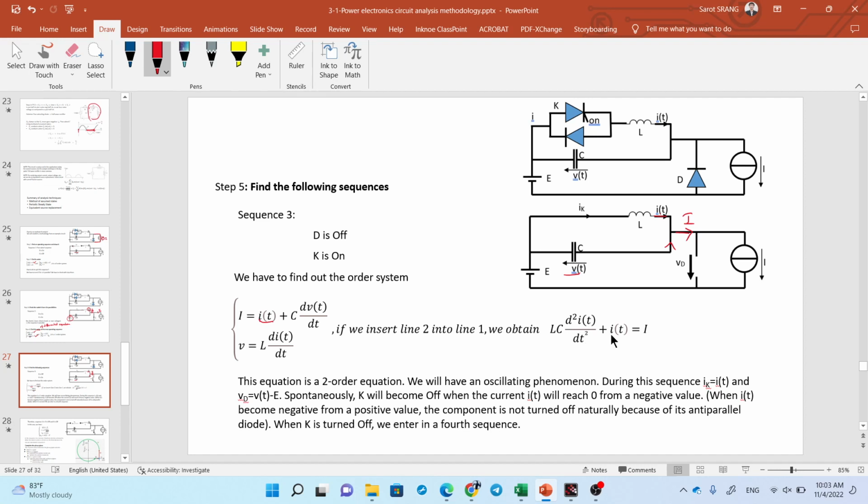If you have a second order equation like this, what is the solution of I? Can you immediately see the form of the solution? For a second order differential equation, if you look at the characteristic equation, LC lambda squared plus 1 equals 0, then lambda equals what?